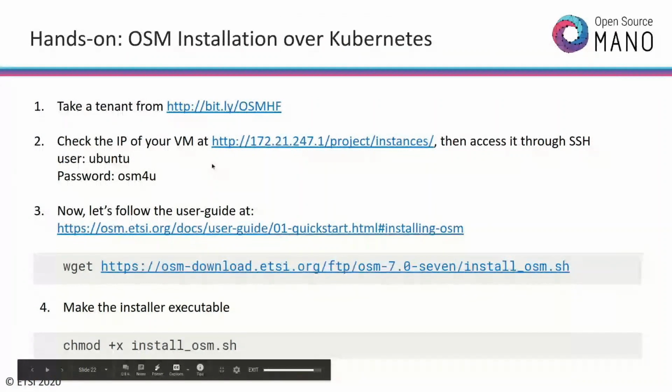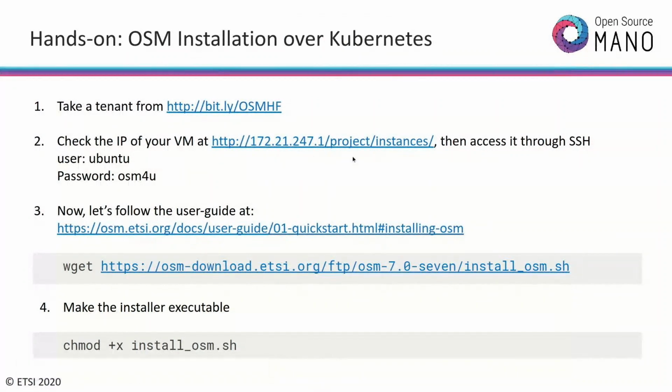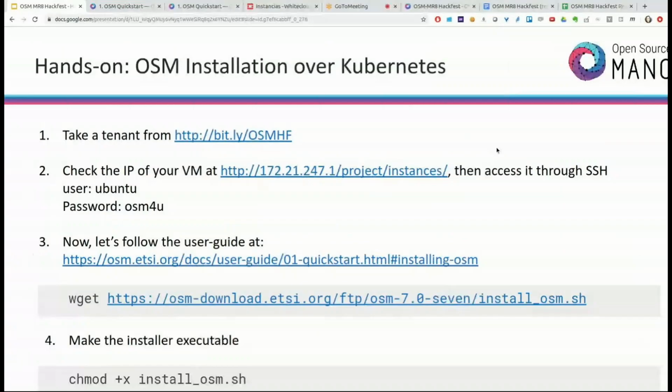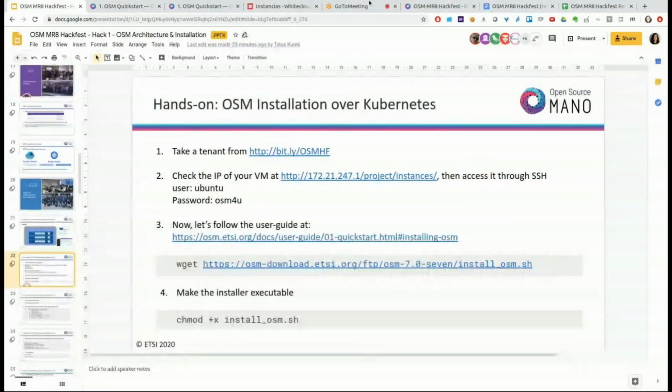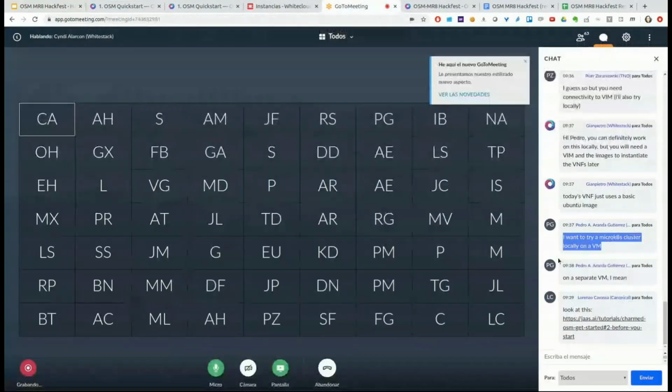Now we have to enter our tenant and then try to access the virtual machine that is created through SSH. You have to use the user ubuntu and the password osm for you. So just let me know in the chat if someone is having trouble with this.